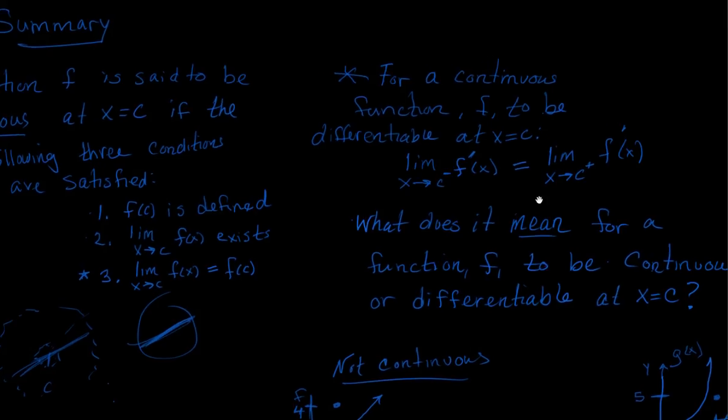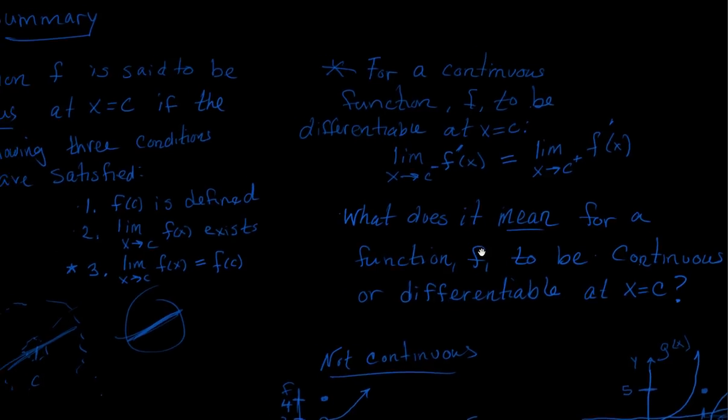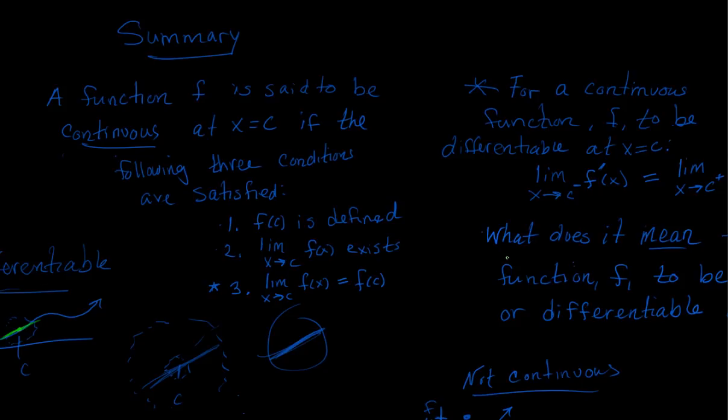So we began this video asking, what does it mean for a function f to be continuous or differentiable at x equals c? And we're saying a function is said to be continuous at x equals c if we can show that f of c is defined, if the limit as x approaches c of f of x exists, and if those two things are both equal to the same value. And if a function is continuous, then we will want the limit of its derivatives from both sides to be approaching the same value.